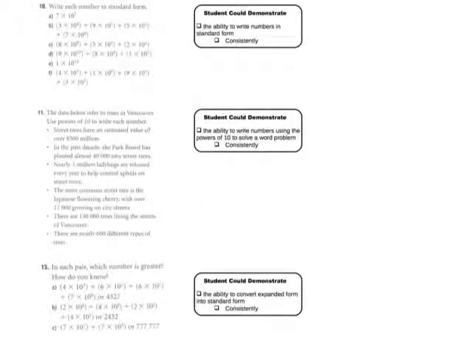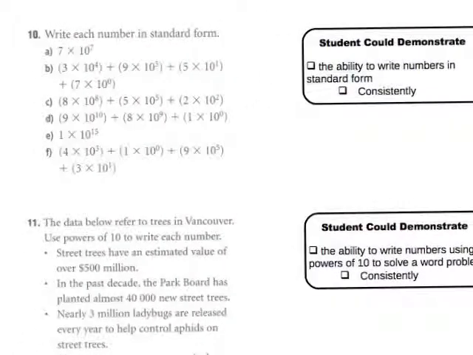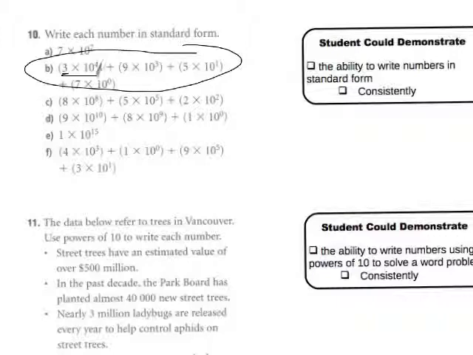So remember on this one it says write in standard form for number 10. So let's make it a little bit bigger. And standard form is the actual answer that you would give somebody. So let's do B. 3 times 10 to the power of 4 is going to be 30,000. We're going to add to that 9 times 10 to the power of 3, which is 9,000.